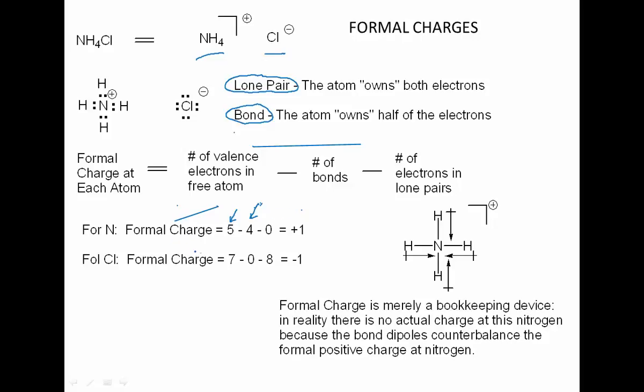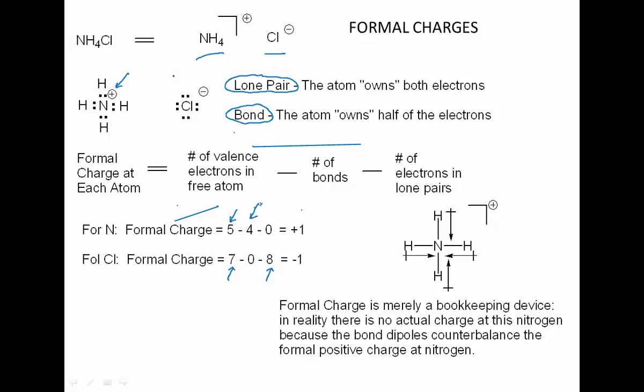For chlorine, the chloride ion, there's 7 valence electrons in the free atom. There are no bonds to chloride, and there are 8 electrons in lone pairs. So 7 minus 8 is negative 1. We say that the formal charge there is minus. So we would write this symbol right here to symbolize that there's a formal charge at that nitrogen.